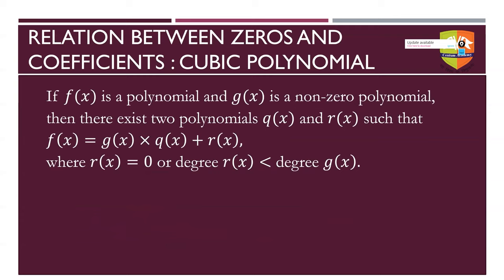Unfortunately, this is removed. But you must know this, that f(x) is equal to g(x) into q(x) plus r(x). It is similar to our Euclid's division lemma. Euclid's division lemma was on integers. Here we are talking about polynomials. Now, f(x) equals g(x) into q(x) plus r(x), where the degree of q(x) will be less than the degree of f(x) for sure. And the degree of r(x) is definitely either 0 or less than that of g(x), the divisor. But this has been taken away from your curriculum. The problems will not be from this.